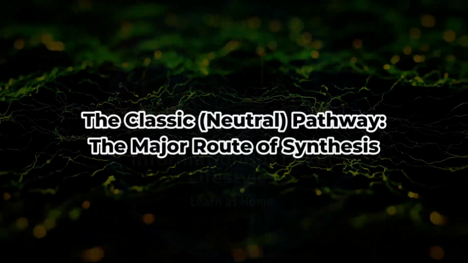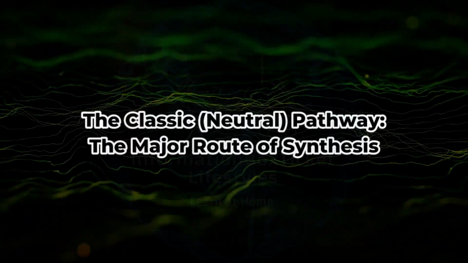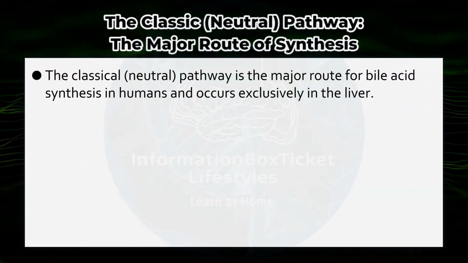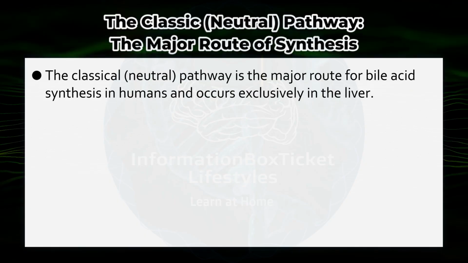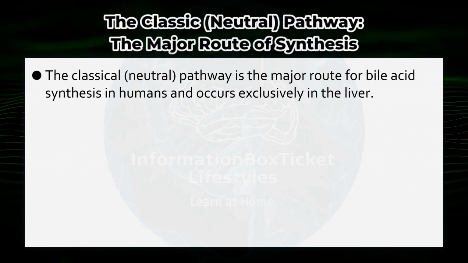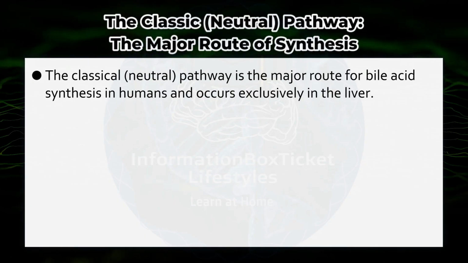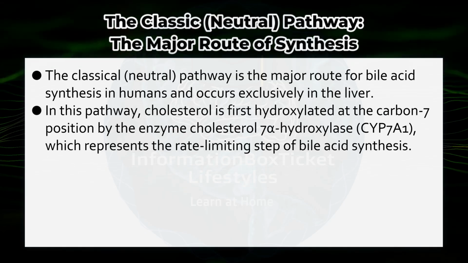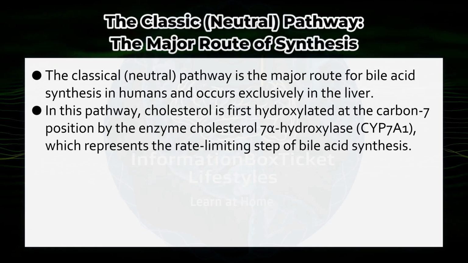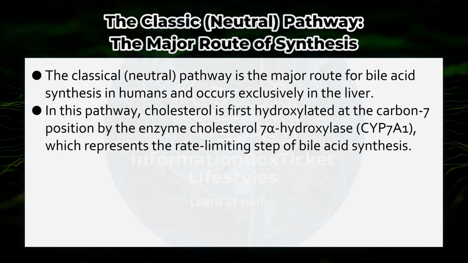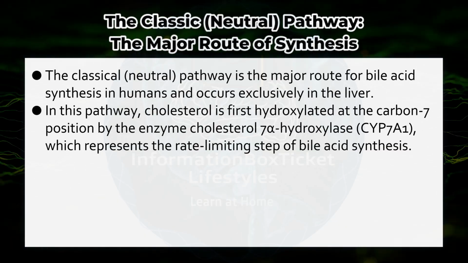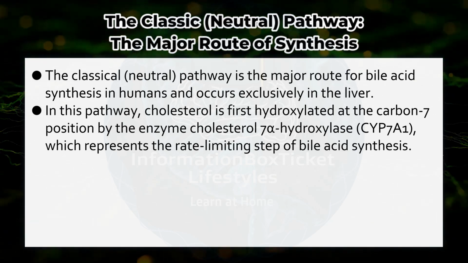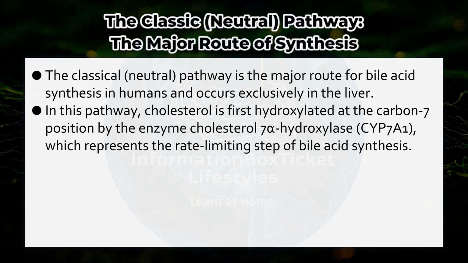The classic neutral pathway, the major route of synthesis. The classical neutral pathway is the major route for bile acid synthesis in humans and occurs exclusively in the liver. In this pathway, cholesterol is first hydroxylated at the carbon 7 position by the enzyme cholesterol 7-alpha hydroxylase, CYP7A1, which represents the rate-limiting step of bile acid synthesis.